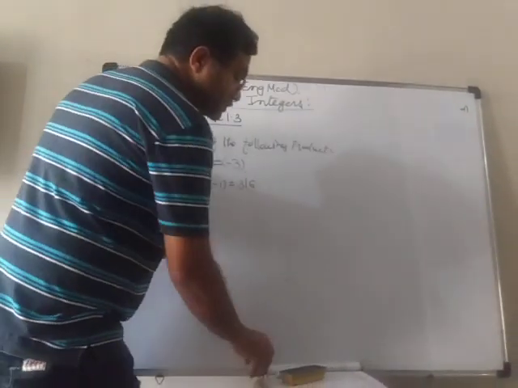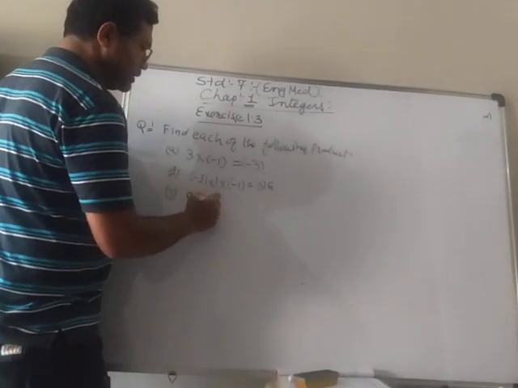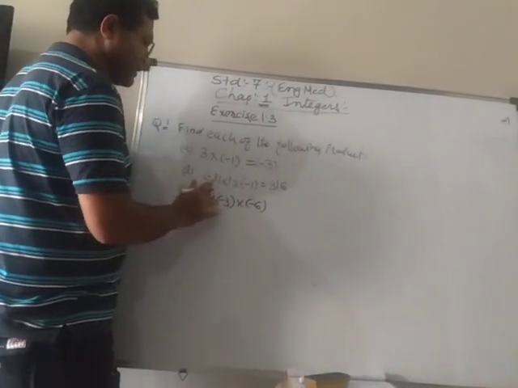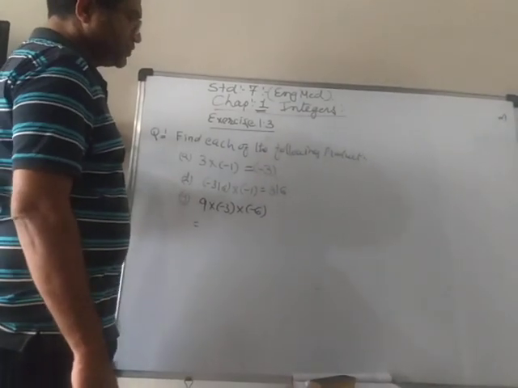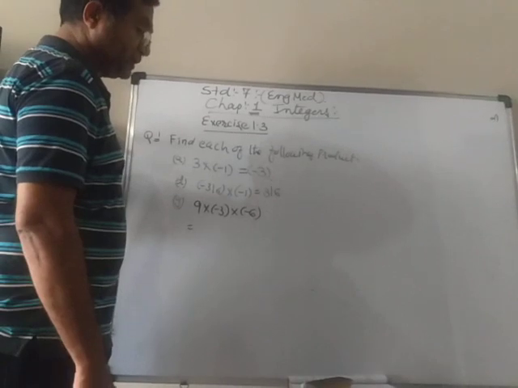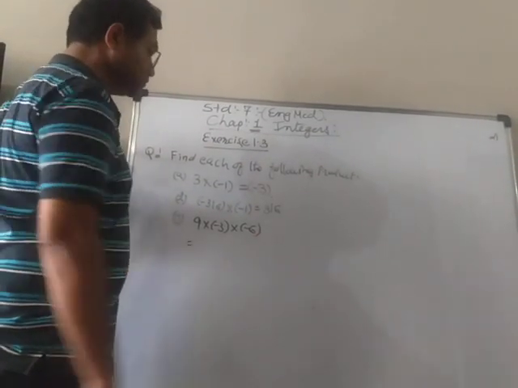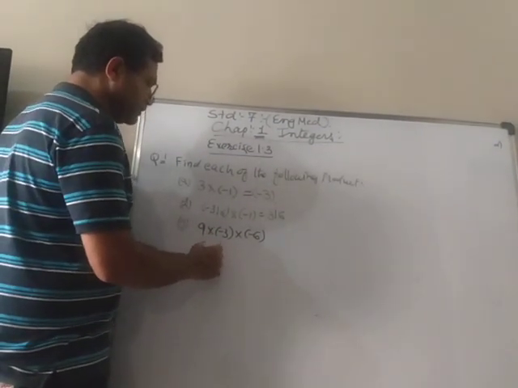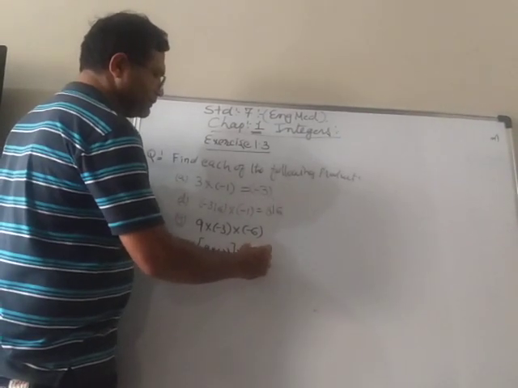Take G1. In the G, it is 9 multiplied by minus 3 multiplied by minus 6. Here there are 3 numbers, so you can take the associative property. Multiply any 2 numbers and then multiply the answer with the third number. So here we are going to make 9 multiplied by minus 3, multiplied by minus 6.